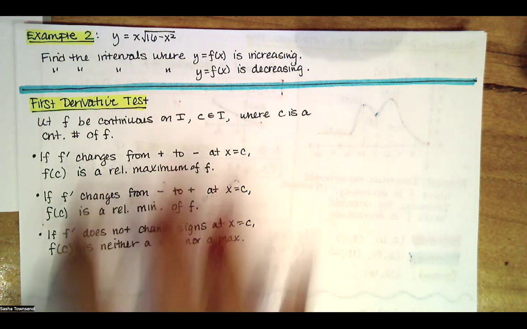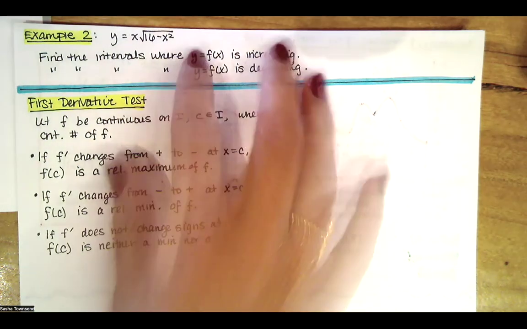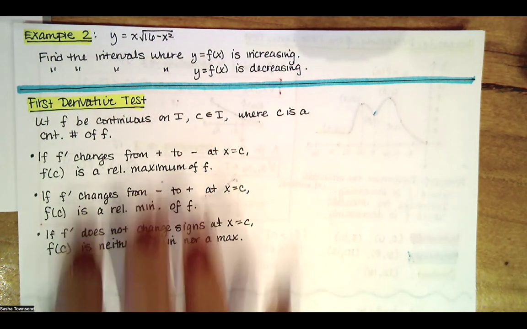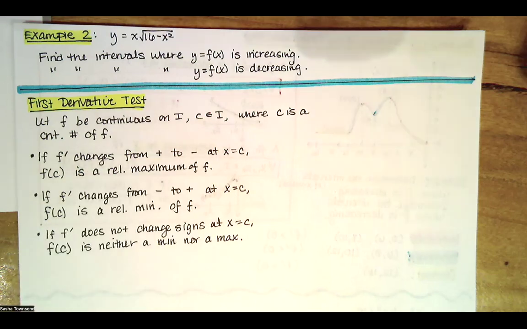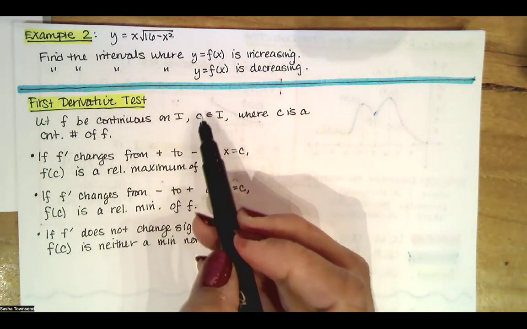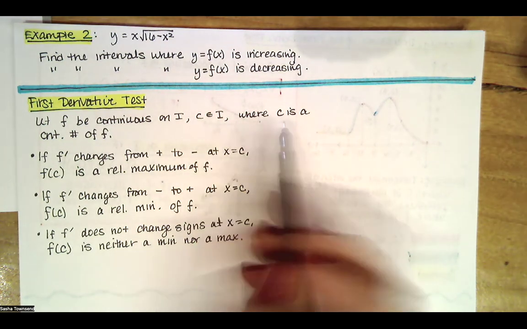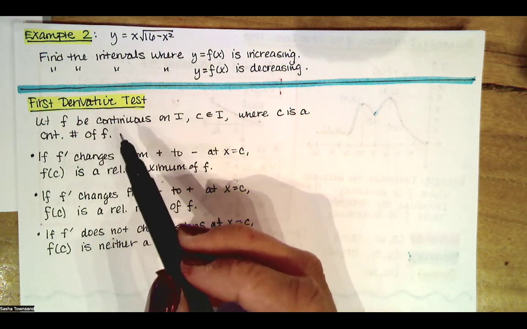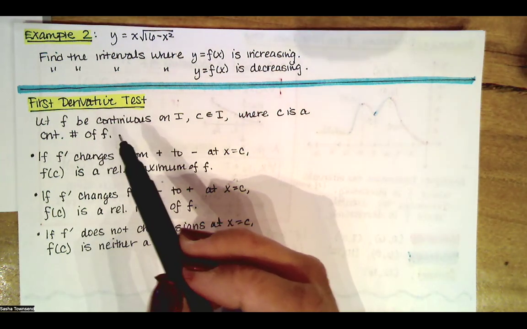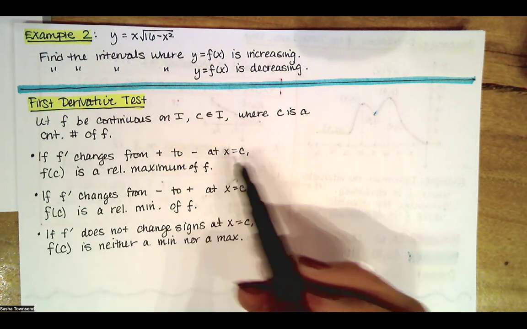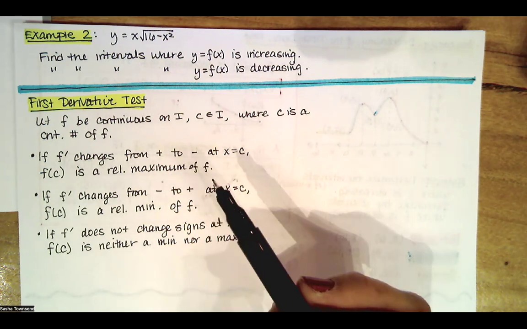decreasing. Now, we'll also use the first derivative test for this particular function to infer where our function has relative extrema, so a relative minimum or a relative maximum. So this is the formal statement of the first derivative test. It says, let's say that f is continuous on an interval I, and that interval contains a point C, and C is just a critical number of f. So remember, critical numbers are at x values where the derivative is either 0 or the derivative is undefined.